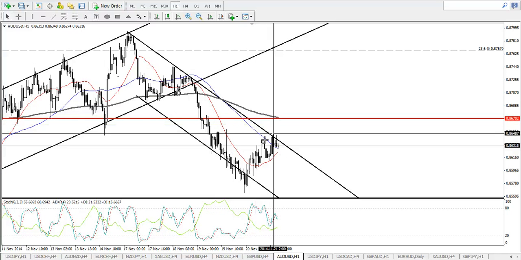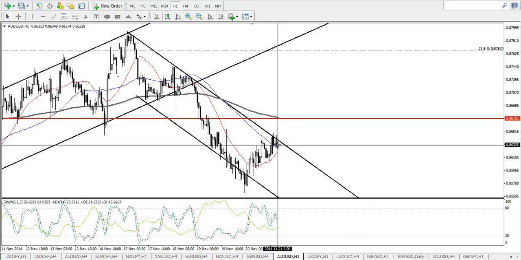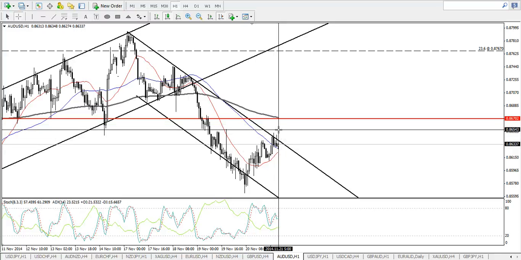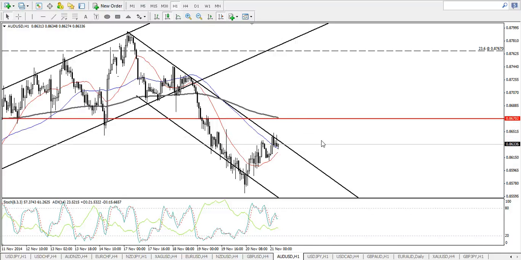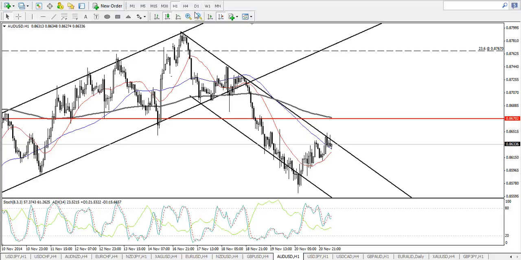Zooming into the 1 hourly chart, there is a kind of minor falling trend line, and we do see the price is being resisted here. We can see pullbacks as well, so there can be a chance where the price may just start to fall from this point onwards, or if it breaks above, then we'll just wait for price to touch the resistance level at 0.8670. So that's for the Australian dollar against the US dollar.